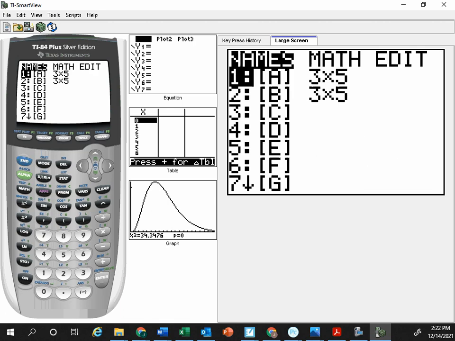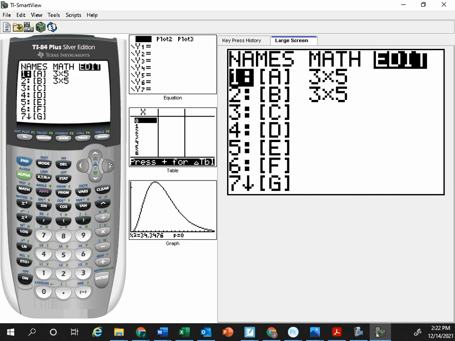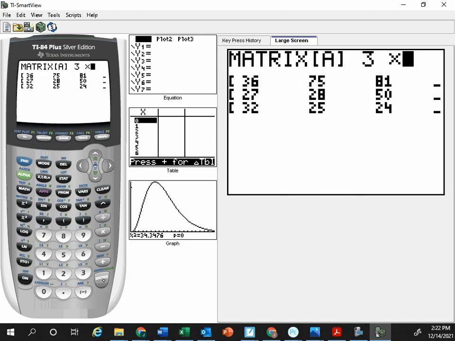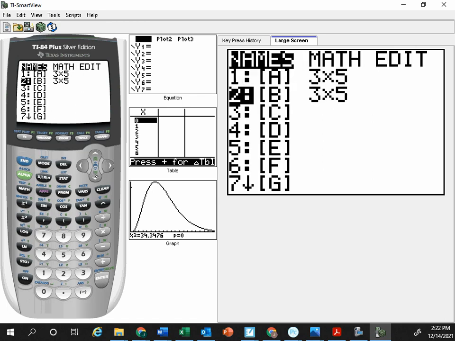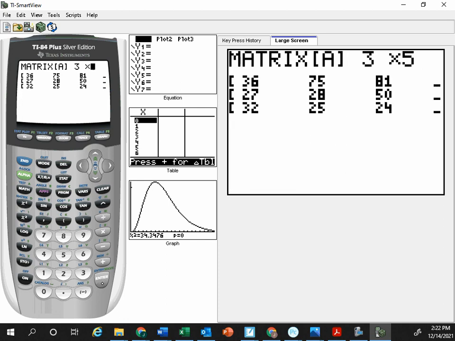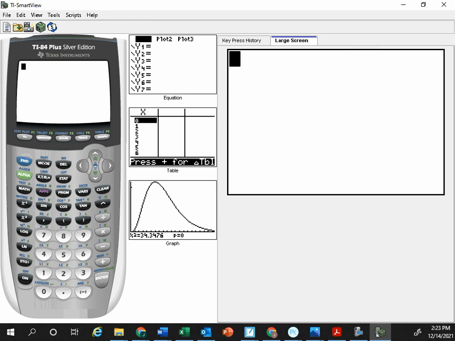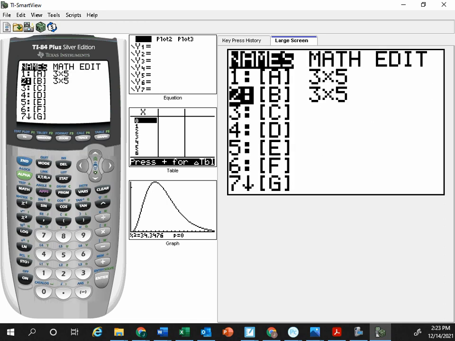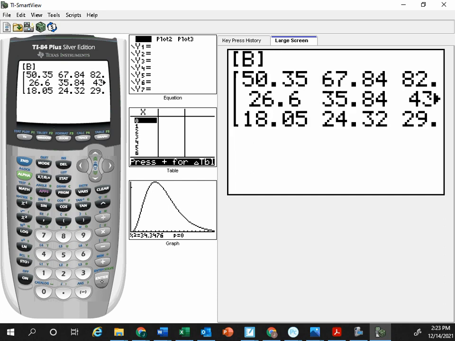So second matrix. Do you see now? It's like, oh, there is a B matrix, another 3 by 5. Okay, that's good. I would arrow over to edit so you can see it. Just push enter. Hold on. I want to save this matrix. Okay. You can go to edit, or if you just go to names and click B, then it'll pull up the whole matrix for you.